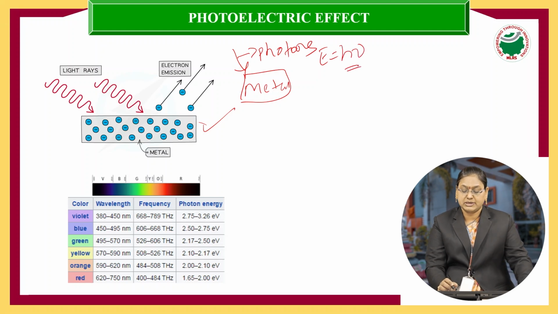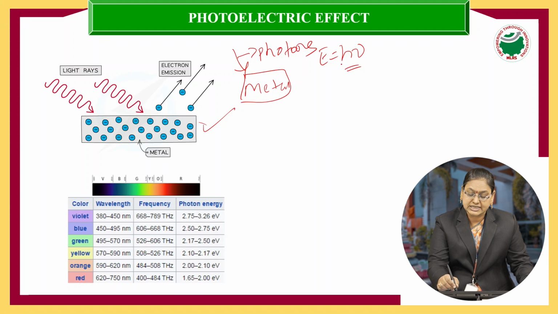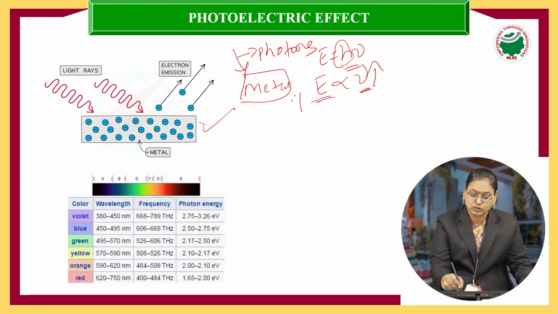Energy of the photon is given by E is equal to h nu. Since h is constant here, we can say E is proportional to frequency. That means if the frequency of incident radiation is more, then the energy of the photons will be more. If the frequency of incident radiation is less, then the energy of the photons will be less. That means whenever light is falling on the metal, what is happening?